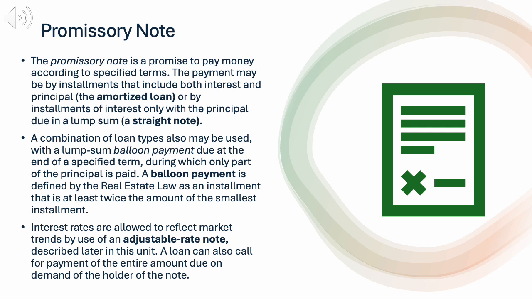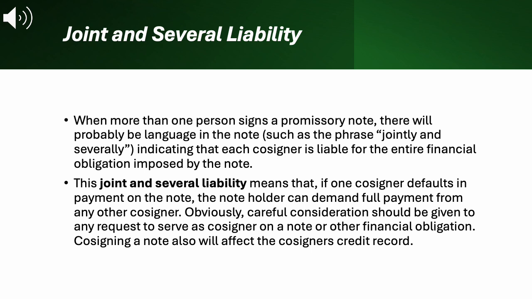A balloon payment is defined by the real estate law as an installment that is at least twice the amount of the smallest installment. Interest rates are allowed to reflect market trends by use of an adjustable rate note, described later in this unit. A loan can also call for payment of the entire amount due on demand of the holder of the note.